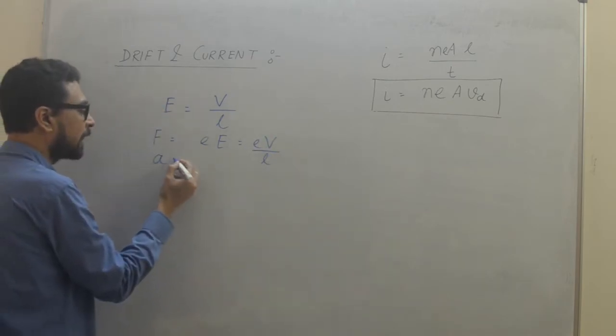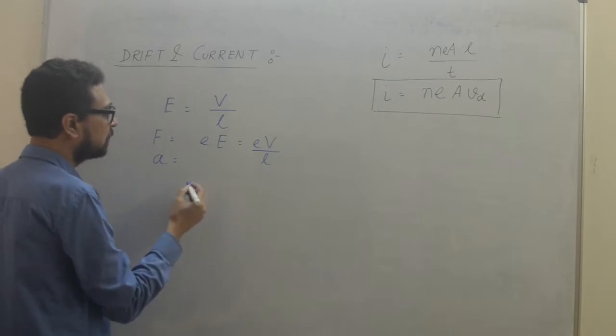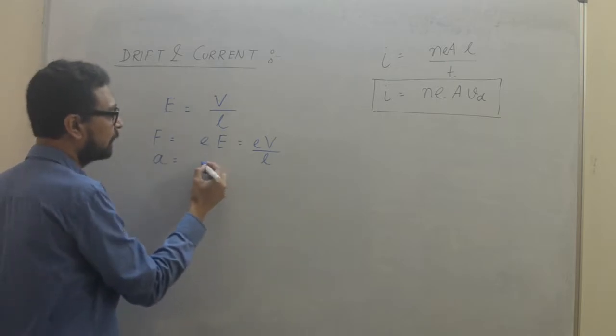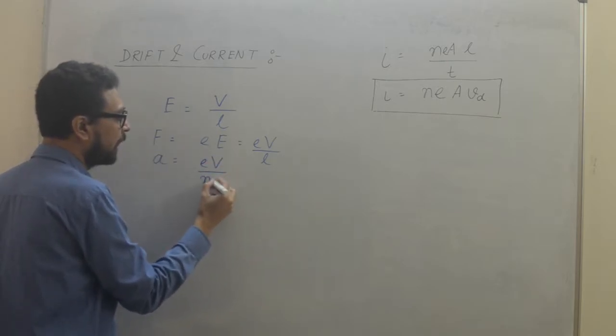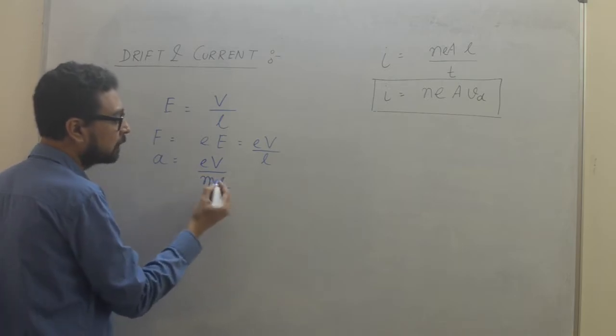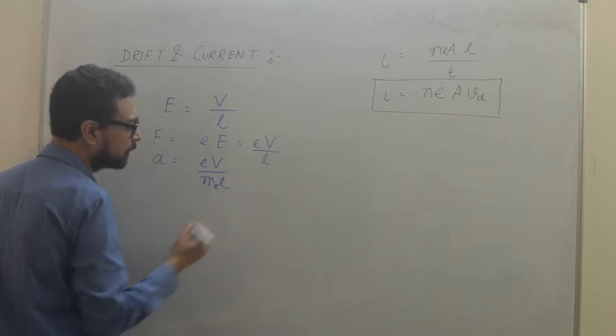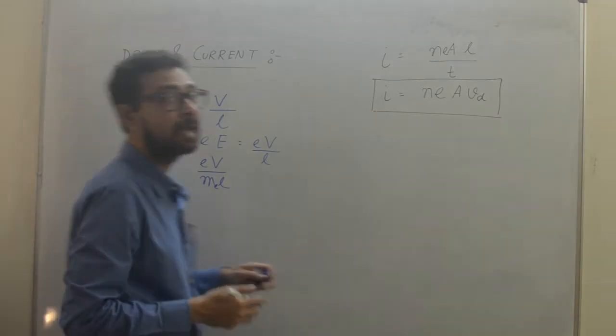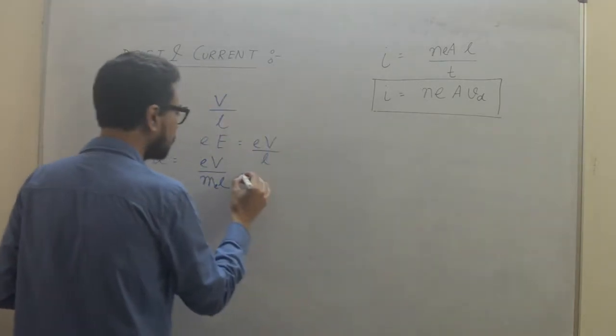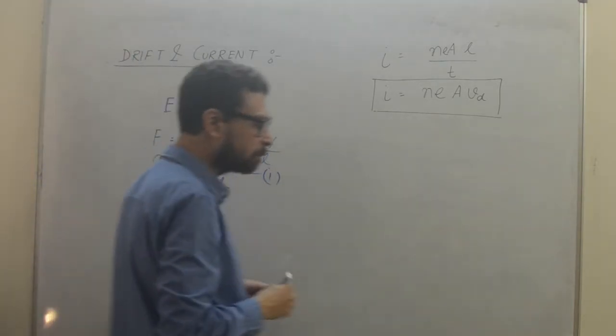And from here we can actually calculate the acceleration that the electron is gaining, and that is equal to eV by mL, where m, or m suffix e, we can also write, is the mass of the electron. Okay, so keep it as an expression here.